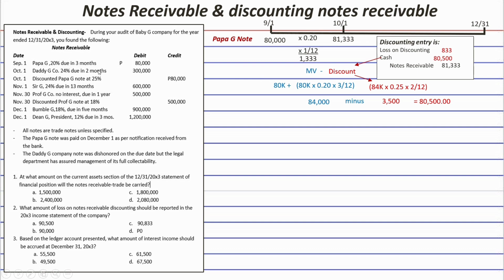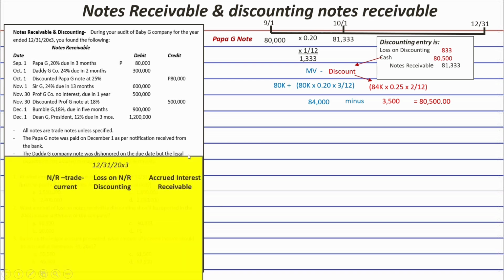So let's put a smiley on this and this and this one. And next is let's plot already the analysis to the required questions. Like these are the questions, right? And if we talk about Papa G, the current note receivable trade at December 31, 2023 is already zero. Because again, such receivable has already been sold last October 1. And the loss on discounting is 833 based on this entry. And the interest receivable is already also zero. Because again, on October 1, not only the notes receivable was transferred, but also the interest receivable of Baby G for 1 month.